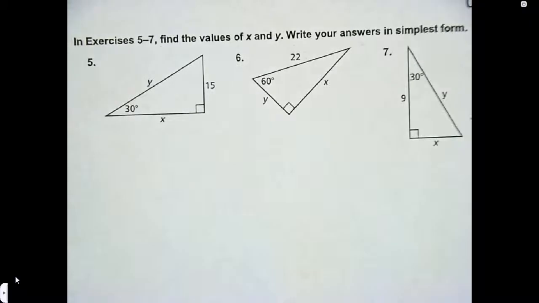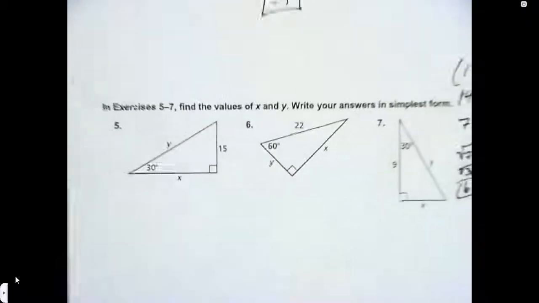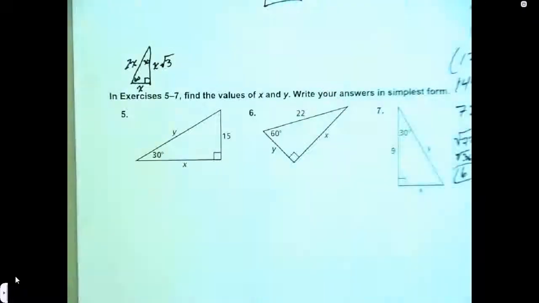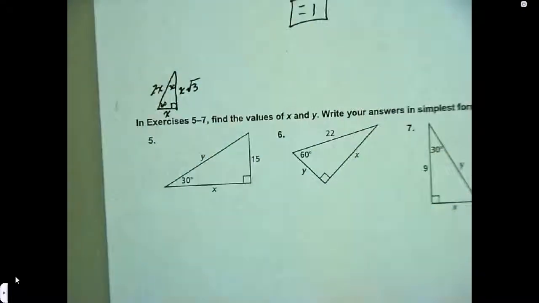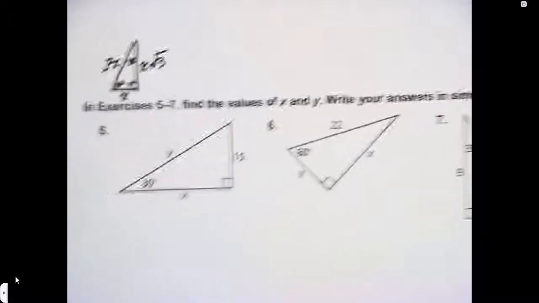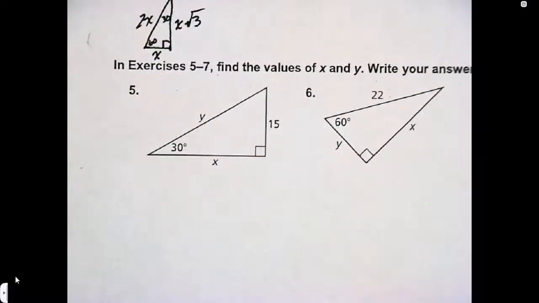Number 5. Off you go. 15 root 3. Okay, now I will tell you guys, as you're starting to work through these, it's helpful sometimes just to draw the picture so you can list the ratios. It doesn't even have to be an accurate drawing. That's x, that's 2x, that's x root 3. Okay, that's when you're dealing with your 30, 60, 90. Now, it's just nice to have that picture to reference. And please note, it also says write your answer in simplest form, which means we cannot go decimal form for us decimalites out there.